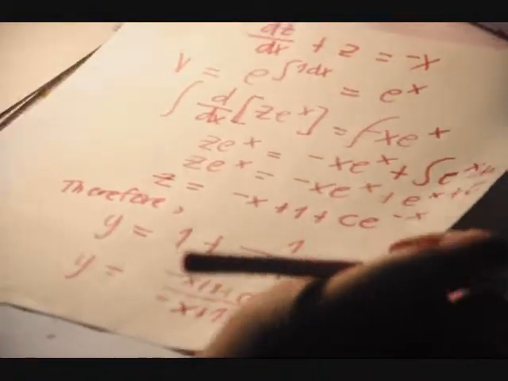So this will be equal to negative x plus 2 plus c e raised to negative x over negative x plus 1 plus c e raised to negative x. So this is now our final answer. This is the general solution of our equation.